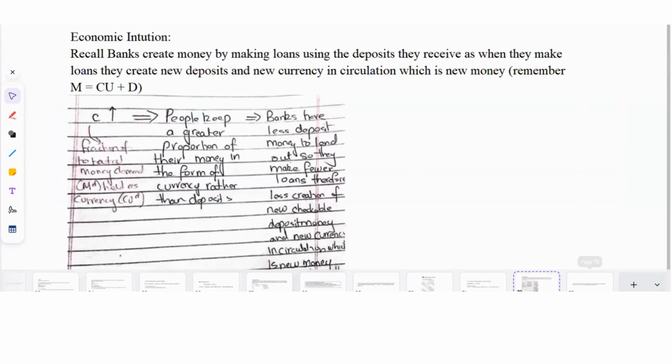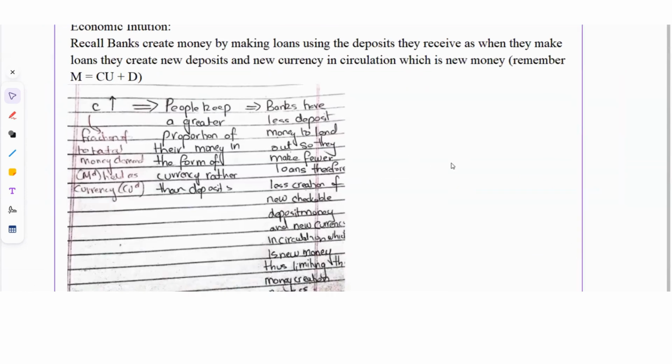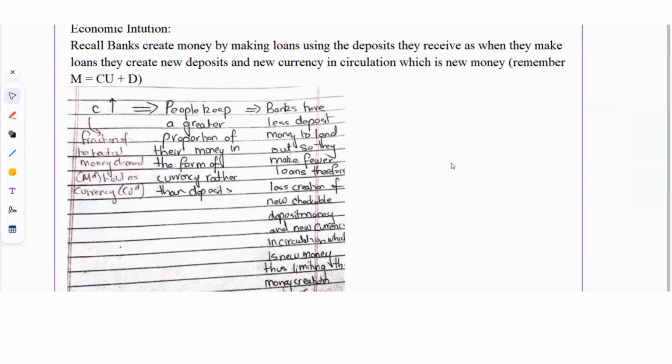But let's look at the economic intuition behind that. Why does the money multiplier decrease when C increases? For this, let's recall banks create money by making loans using the deposits they receive, as when they make loans, they create new deposits and new currency in circulation, which is new money. So now when C increases, we know C represents the fraction of total money demand held as currency rather than deposits. So when C increases, people are keeping a greater proportion of their money in the form of currency rather than deposits, which means that banks have less deposit money to lend out, so they're making fewer loans.